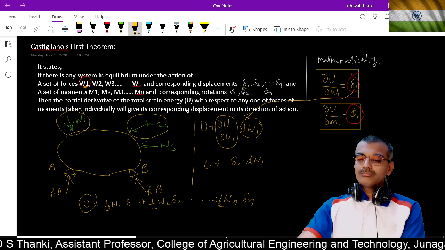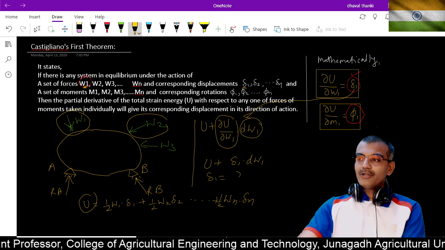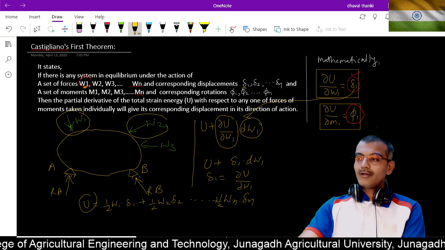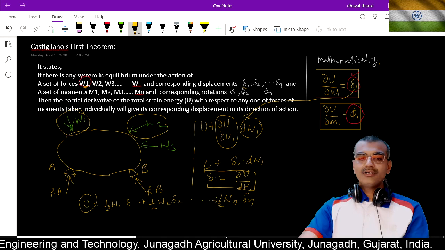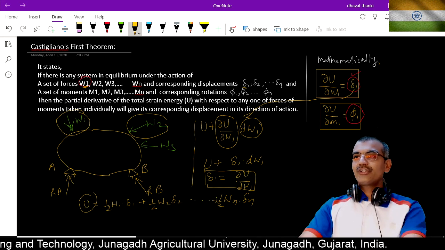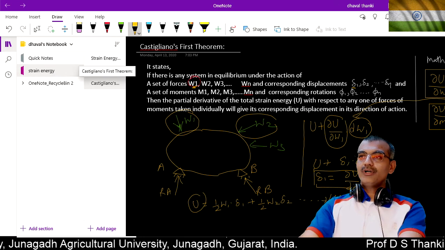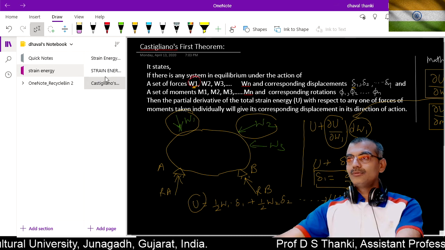So it means that your delta 1 will be the partial derivative of U with respect to W1, right? So this is how you have the equation for the strain energy. Now we move further in the same topic.